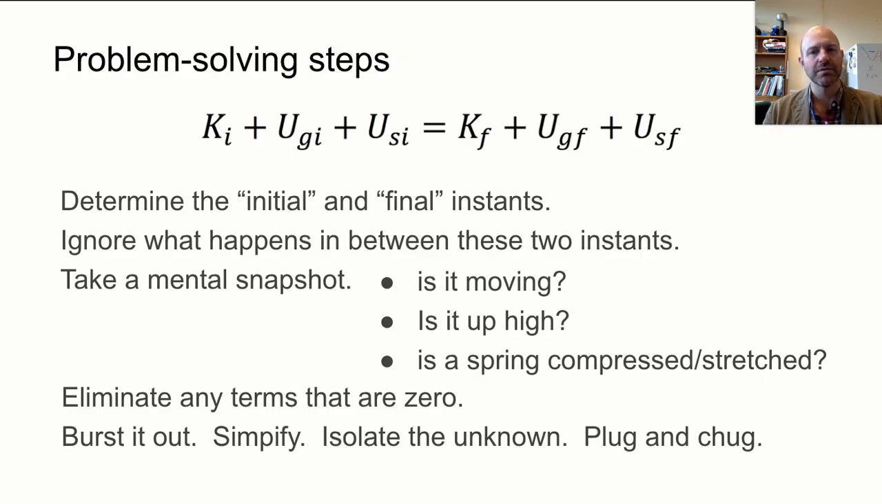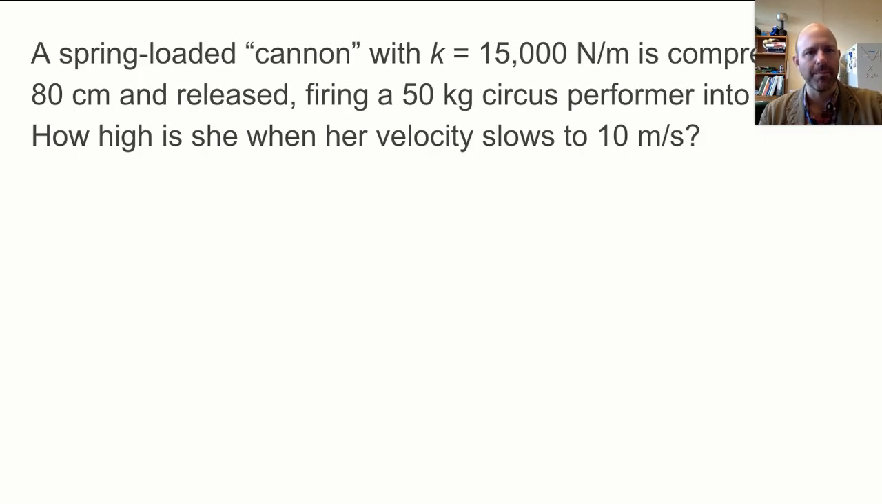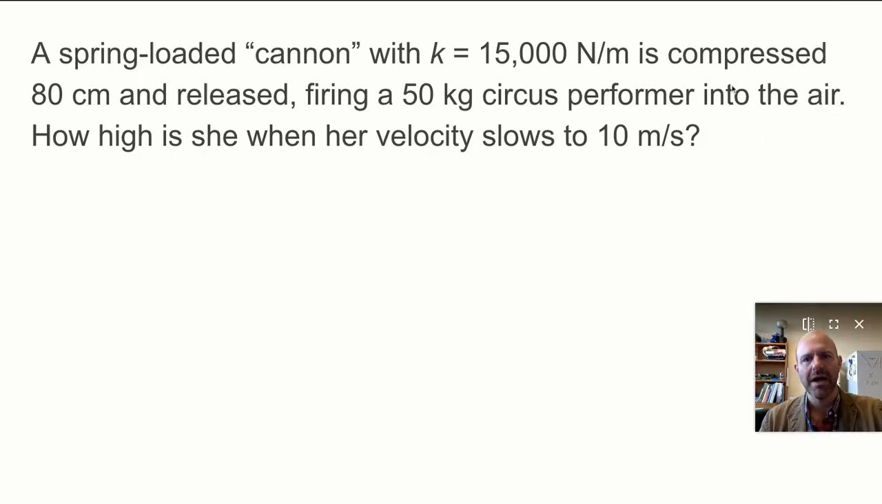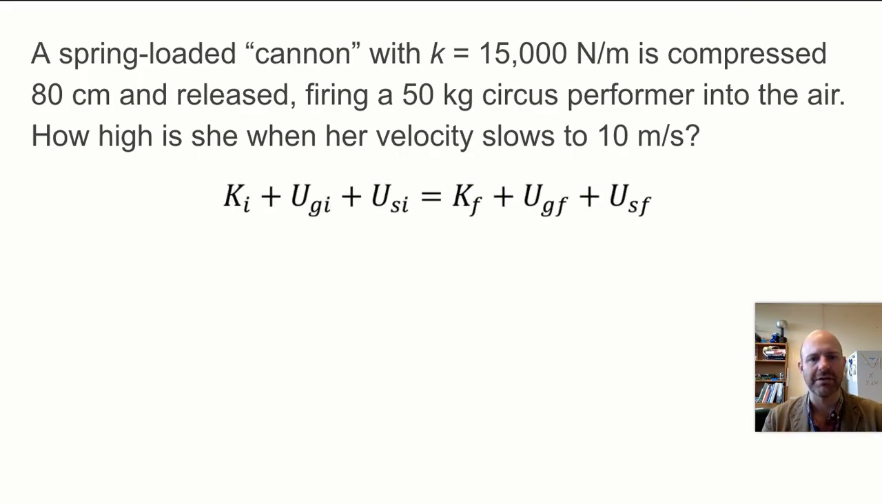Gravitational and kinetic both have mass, so oftentimes mass will cancel out of one of these equations, which is nice, so we can simplify things that way. So, example problem. A spring-loaded cannon, it's not really a cannon, but you get the idea, it looks like a cannon, with a spring constant of 15,000 newtons per meter is compressed 80 centimeters and released, firing a 60-kilogram circus performer into the air. How high is she when her velocity slows to 10 meters per second?